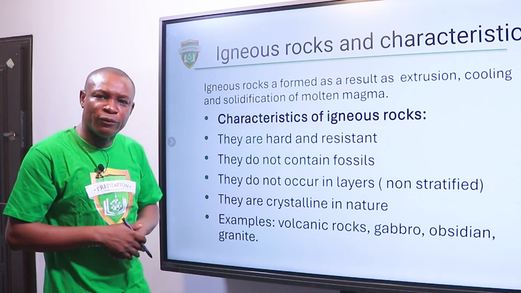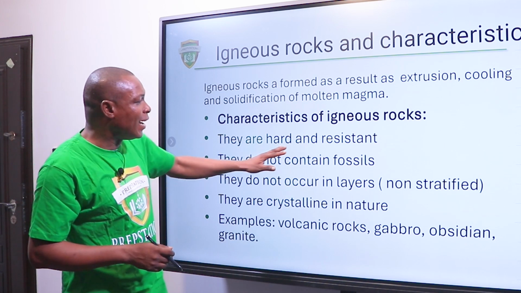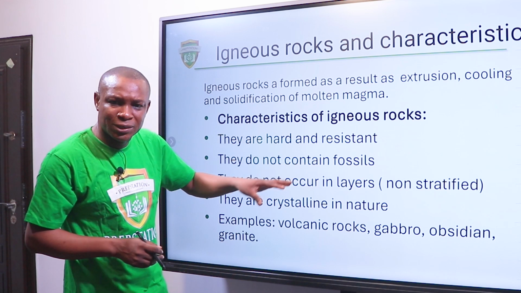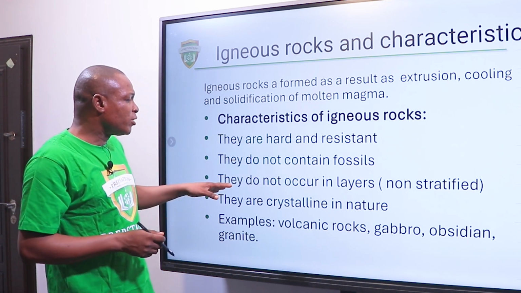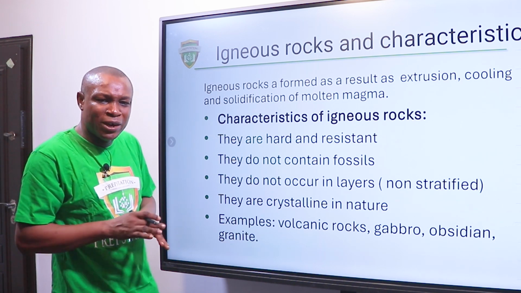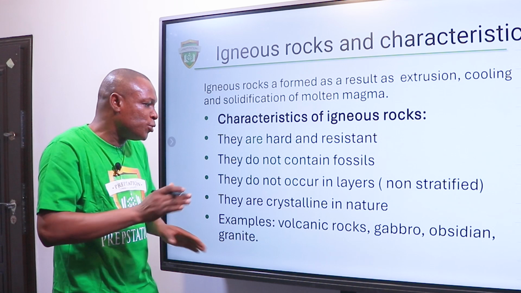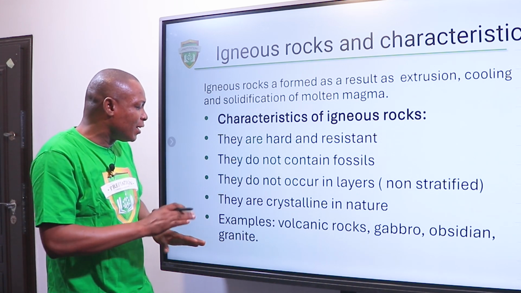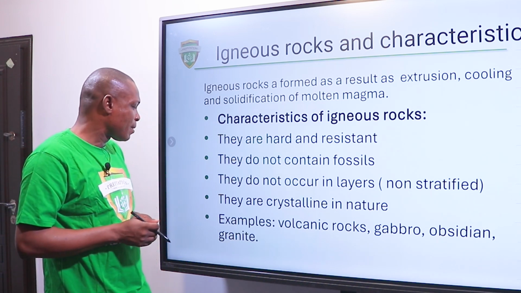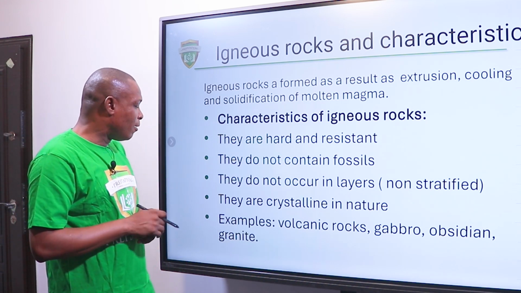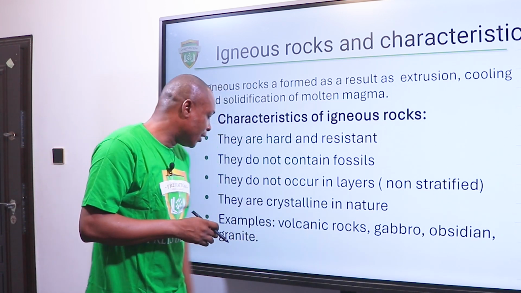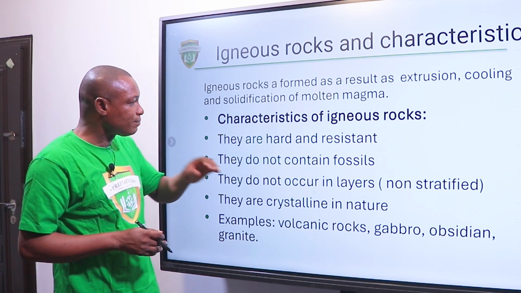What are the characteristics of igneous rock? Number 1, they are hard and resistant. Number 2, they do not contain fossils. They do not occur in layers. They are non-stratified. They are not like sedimentary rock that occurs in layers. Number 3, they are crystalline in nature. Examples of igneous rock are volcanic rocks, gabbro, obsidian, and granite.